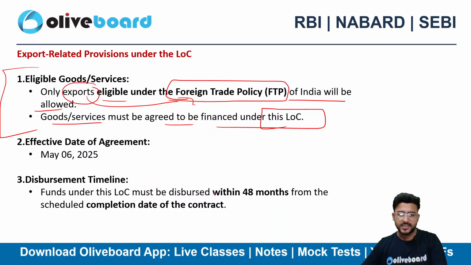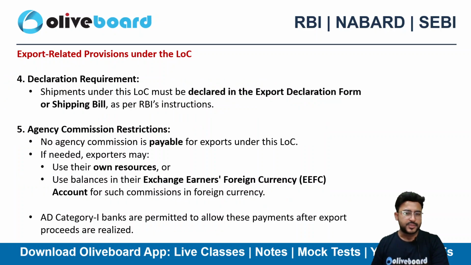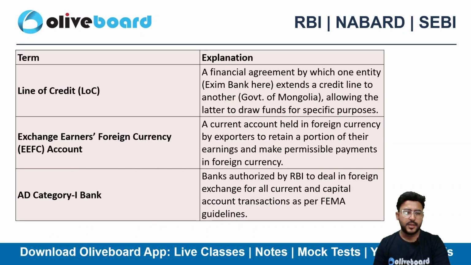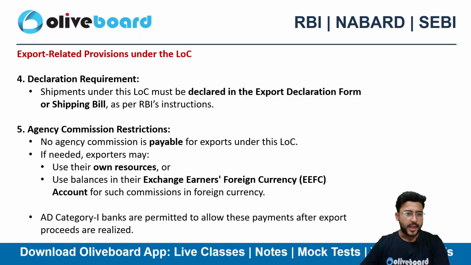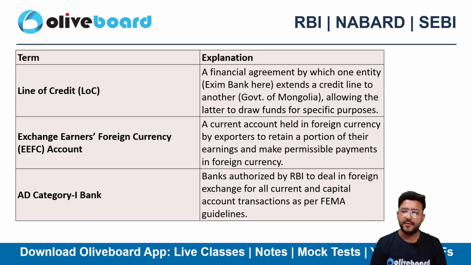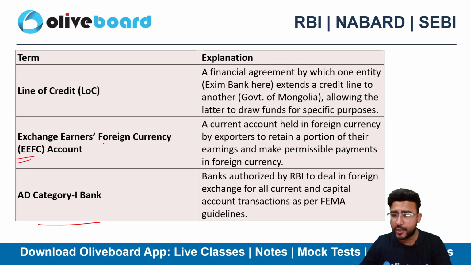So funds under this LOC must be disbursed within 48 months from the scheduled completion date of the contract here. I already told you this particular thing is event specific or country specific. You can just have a quick look at the important pointers, not so important here. And agency commission restriction: there won't be any commission payable under this kind of LOC. Okay, so no commission will be paid under this kind of thing. And I have also explained the terminologies multiple times in the video, like what is LOC, what is AD category 1 bank. There is a concept of EEFC account here as well, exchange earners foreign currency account. So usually exporters are earning foreign currencies, right?